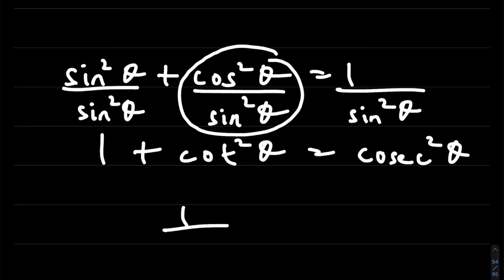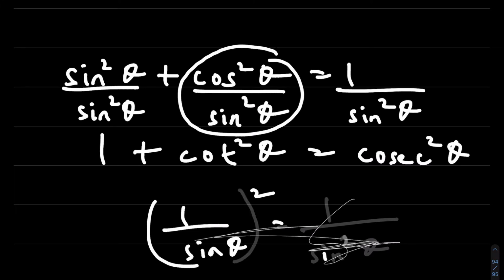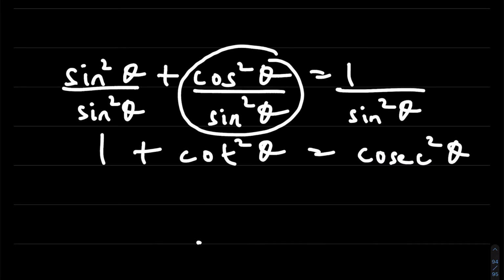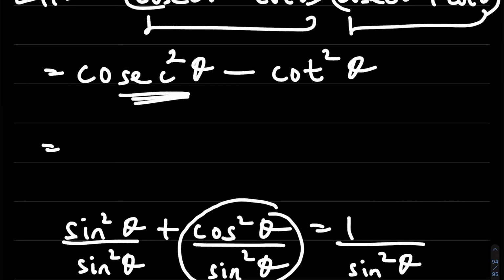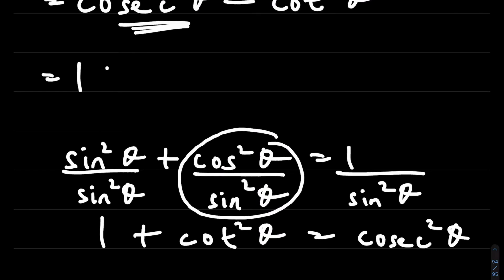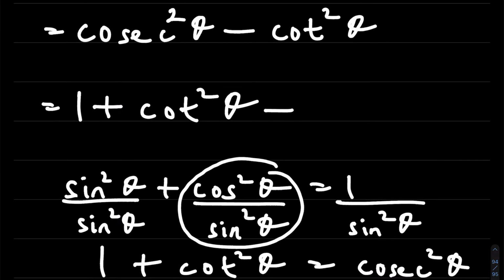Of course, if you say 1 over sine theta and you square that, 1 over sine theta is cosec theta. So when you square it, you have 1 squared over sine squared theta, and that's the same as cosec squared theta. So instead of writing cosec squared theta here, I'm going to write 1 plus cot squared theta. So that means cosec squared theta equals 1 plus cot squared theta, minus cot squared theta.